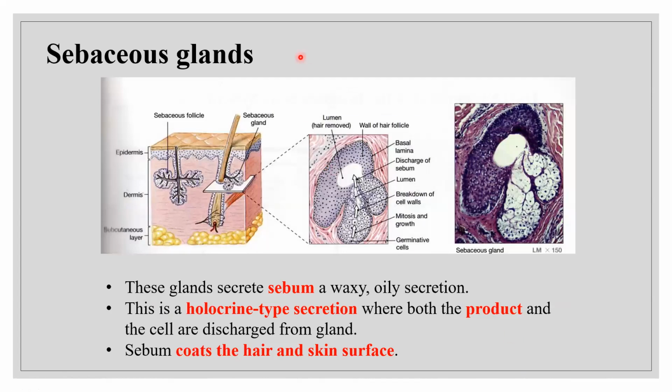Okay, now we go back to the sebaceous gland. This gland secretes sebum, a waxy, oily secretion. This is a holocrine type of secretion. The bulk of the product and the cells are discharged from the gland. This is called holocrine. And the sebum coats the hair and skin surface.